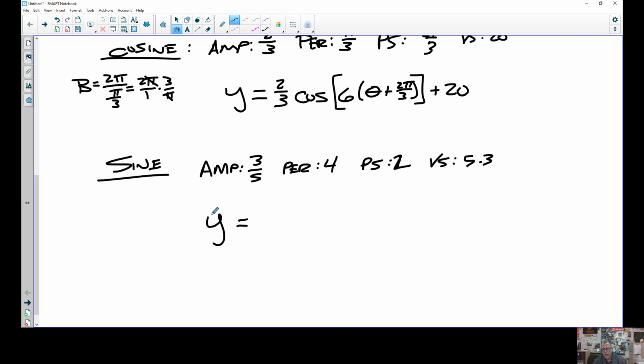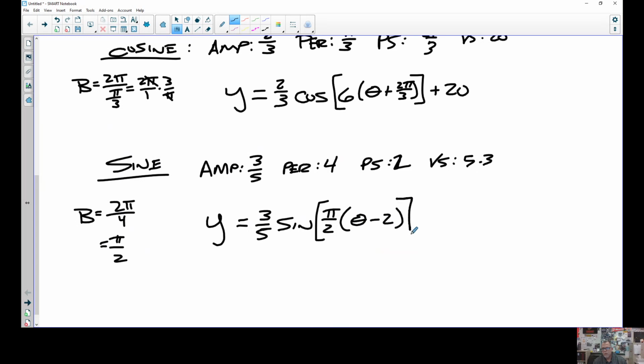Y equals, always, y equals 3/5 sine, and I need my b. B is going to be equal to 2 pi over 4, which is equal to pi over 2. So I would have in here pi over 2, and my phase shift is a positive 2, so I'm going to say minus 2, and then plus 5.3. So these numbers can take any form. Now they could change things up on you.